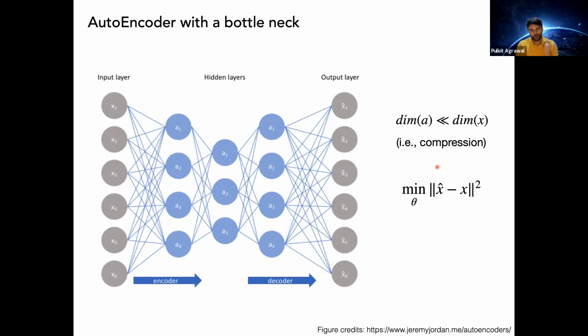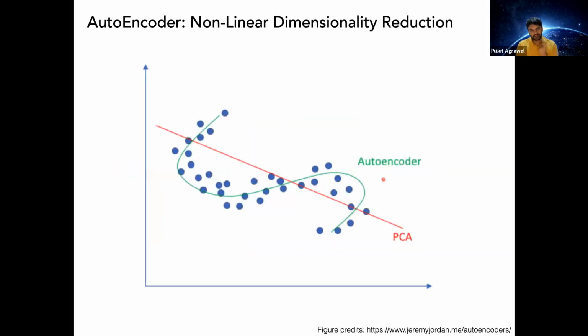So you can think of autoencoders as doing non-linear dimensionality reduction. We all know about PCA, which is a linear method for doing dimensionality reduction. Autoencoders are a non-linear way of doing the same thing, which models the data much better than PCA. Right? So you can also think of autoencoders as deep PCA.